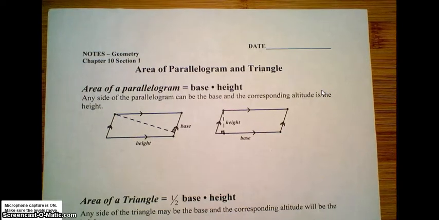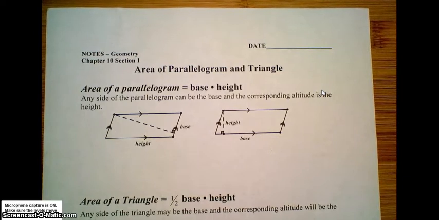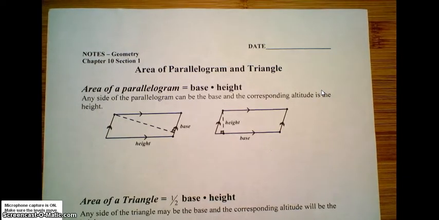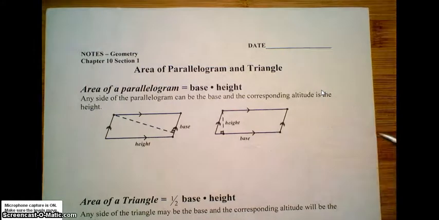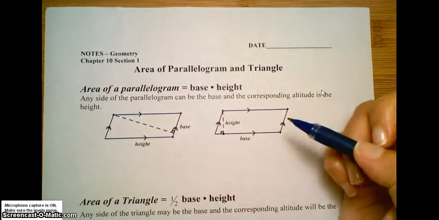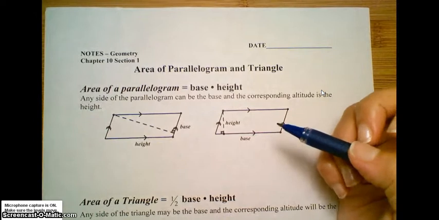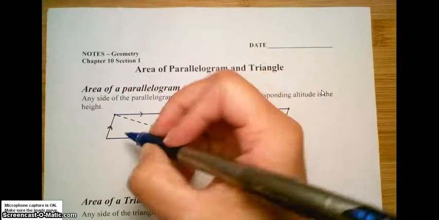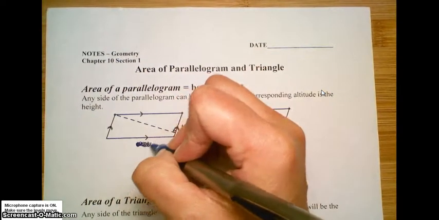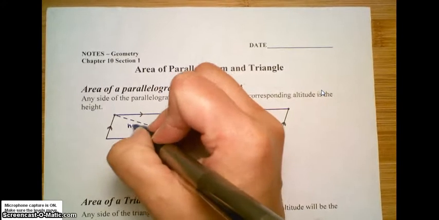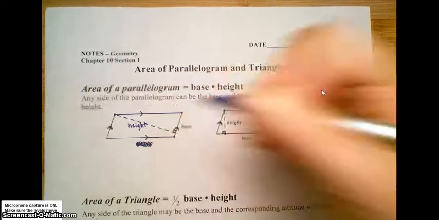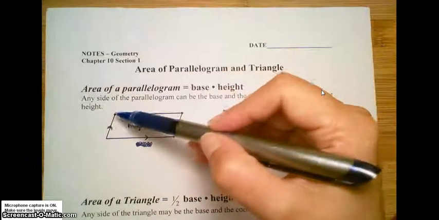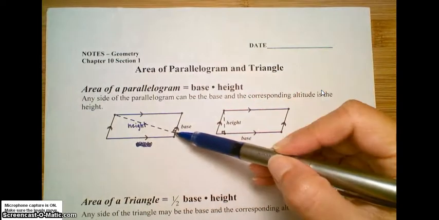Okay, we're on Chapter 10, Section 1, and we're looking at two formulas that are being shown to us in this section. There's area of a parallelogram, which is going to be base times height. Notice that the sides of your parallelogram are going to be the base, and I just noticed this word is in the wrong place. It should have been right here. The height is the perpendicular segment, again, from one side of the parallelogram to the other.